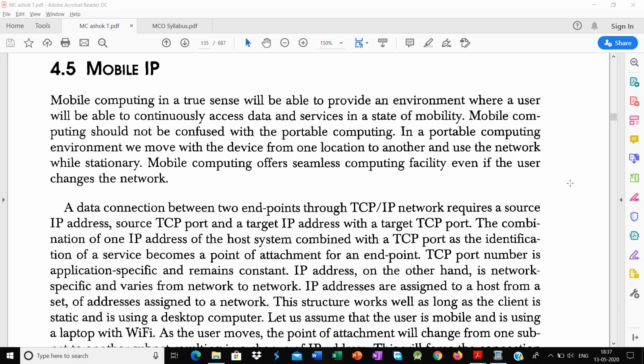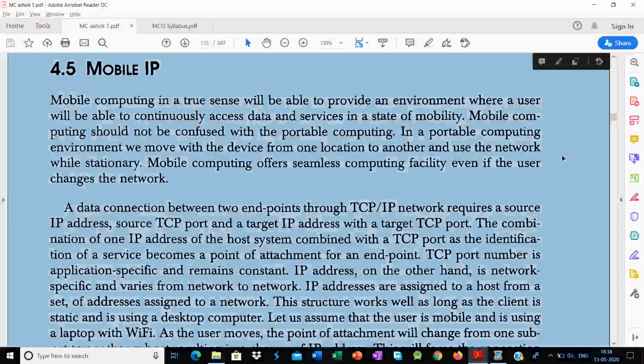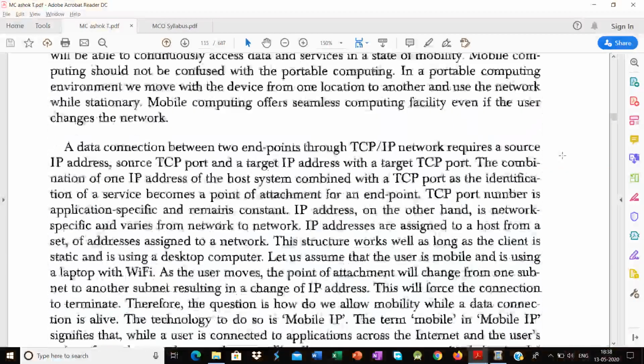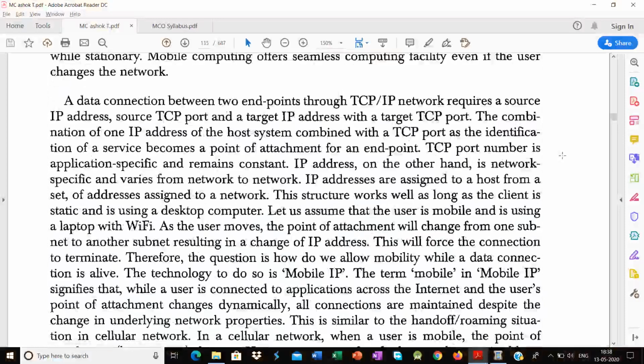It is computing which seamlessly provides the facility when the users are using a number of networks or moving across a number of networks. Okay, so how does this mobile computing work, and how are data connections established between two computing systems? A data connection between two endpoints through a TCP/IP network requires a source IP address, source TCP port, and target IP address with a target TCP port.